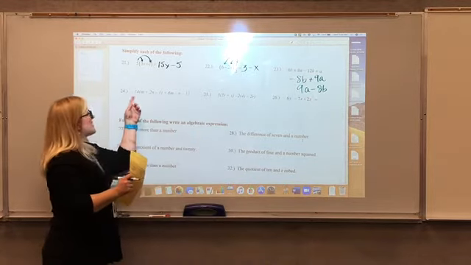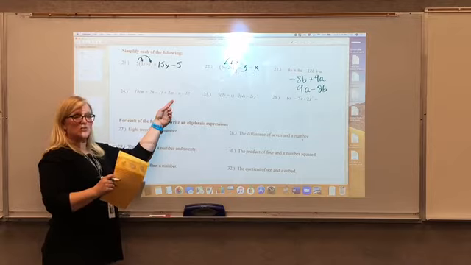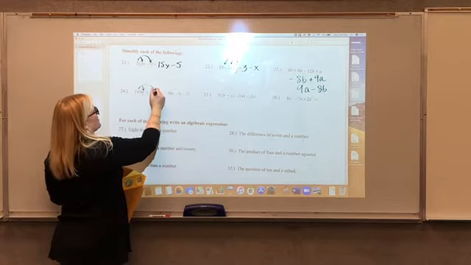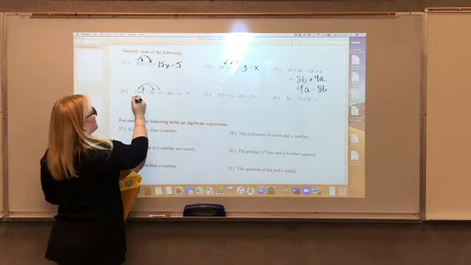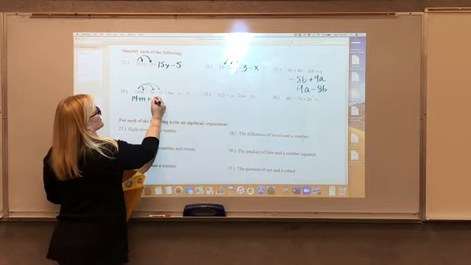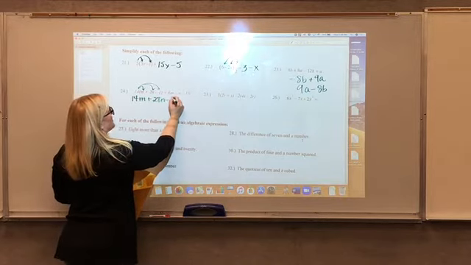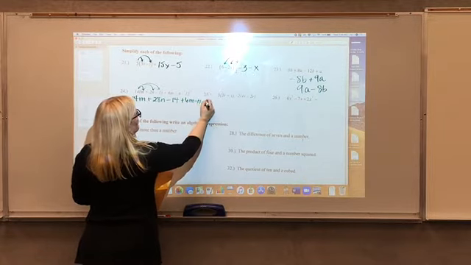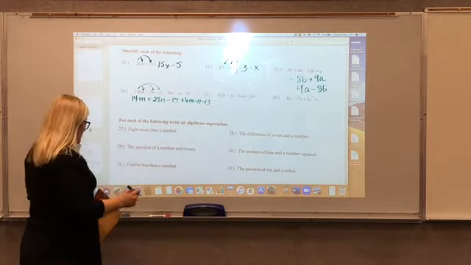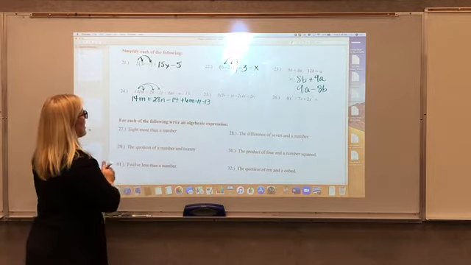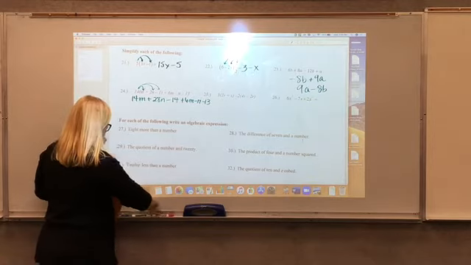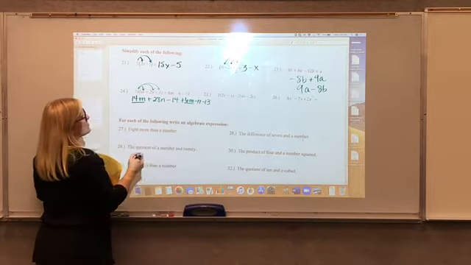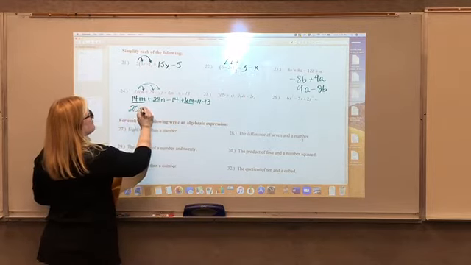Okay, this one's a little more difficult because I need to distribute and I combine like terms. So this 14 gets distributed, and I have 14m plus 28n minus 14, and then the rest of it, plus 6m minus n minus 13. Okay, so let's find all the ones with m's. So I've got a 14m right here and a 6m right there. So 14 plus 6 is 20m.